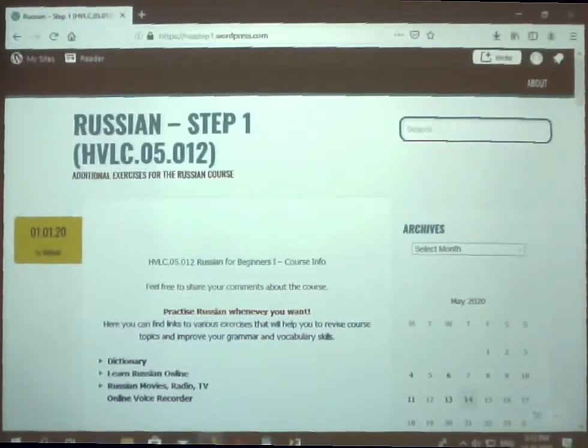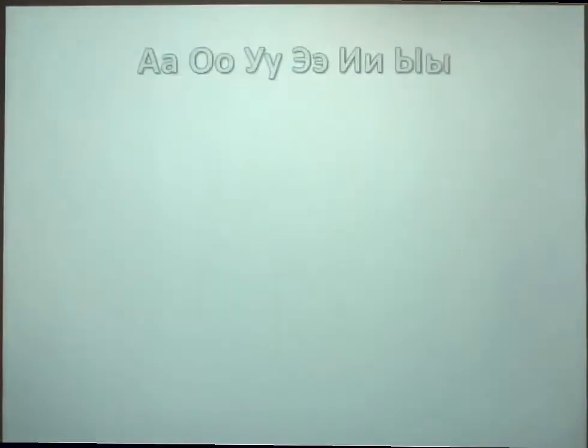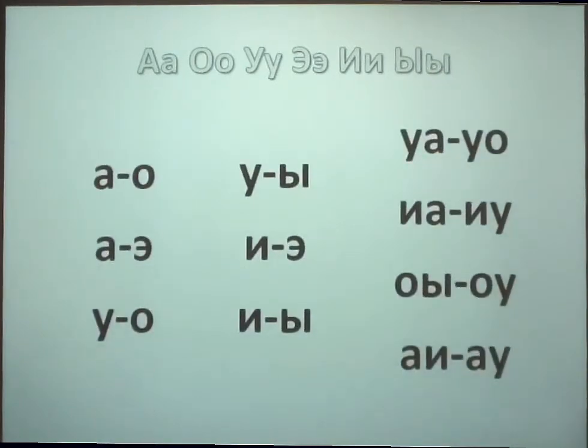Здравствуйте! Today, first of all, let's warm up, let's revise some letters and practice reading and pronunciation. Это буква А, это буква О, это буква У, это буква И, это буква И. А, О, У, И, И. And please repeat after me.